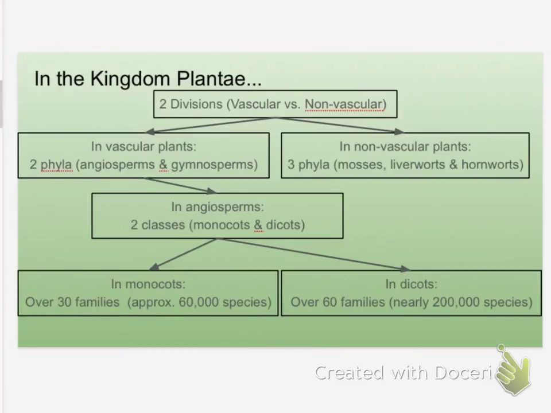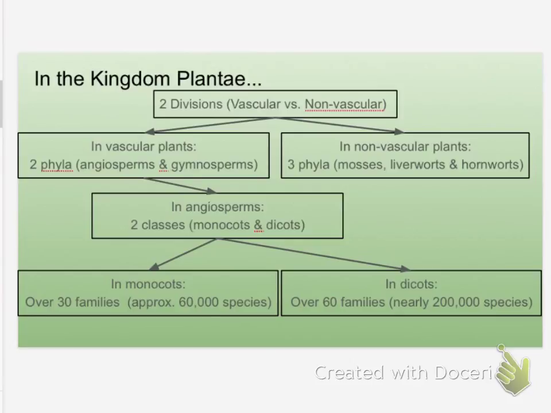Here we're going to really focus on vascular plants, and we're going to actually even get more specific than that. We're going to focus on one particular class of vascular plants. So within those two phyla, we're going to focus on angiosperms. And within the angiosperms, there are two classes, monocots and dicots.